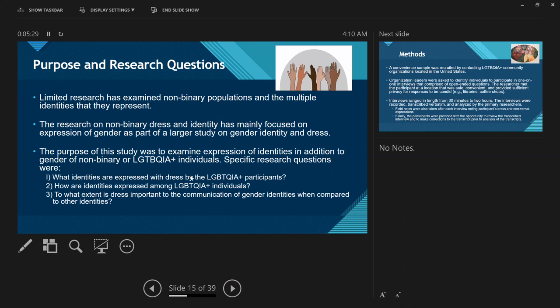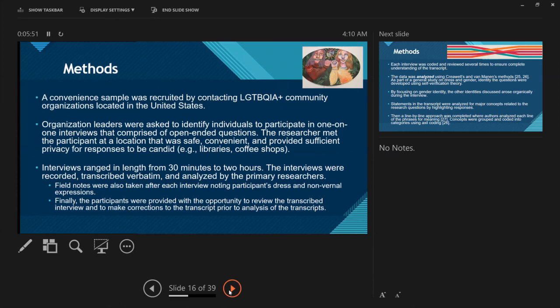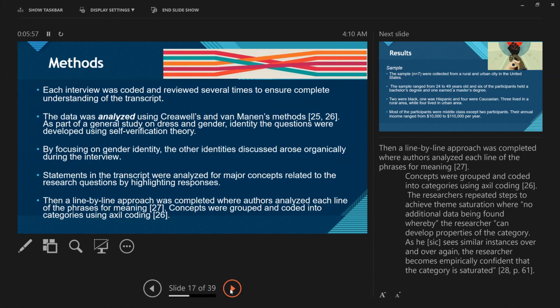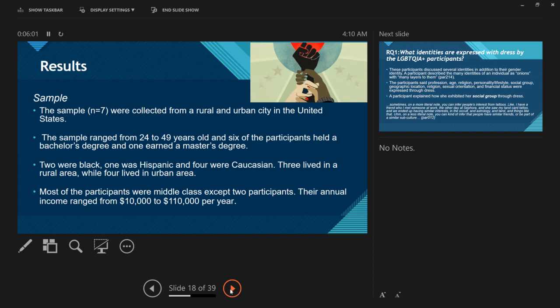And so the purpose of this study was to examine the expression of identities in addition to gender on LGBTQI individuals. And we had three research questions. And we used a convenience sample, and it was a qualitative research study. We interviewed people for about 30 minutes. And then we used a qualitative analysis to analyze the results for themes. We had seven participants, from urban and rural areas. And the age ranged from 24 to 49 years. And we had a range of ethnic identities, and they were mostly middle class.